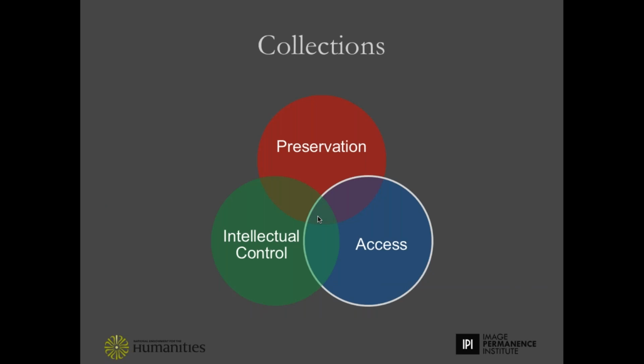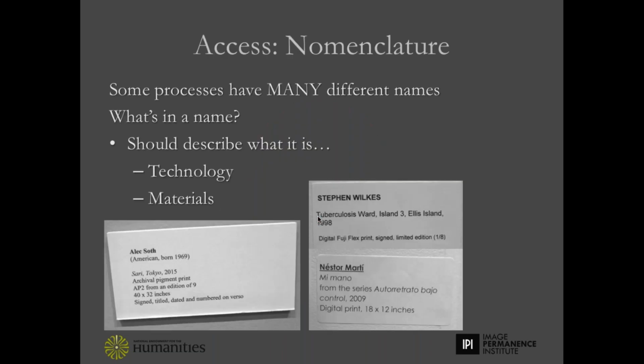So let's turn our attention to access. And the key to providing access is intellectual control and good records. So we're going to kind of bounce back and forth here. Okay, so your identification skills, as well as an understanding of photographic materials and technology, come in handy when it comes to providing access as well as preservation. Process identification will allow you to enter correct information into the medium field and to establish good and consistent nomenclature.